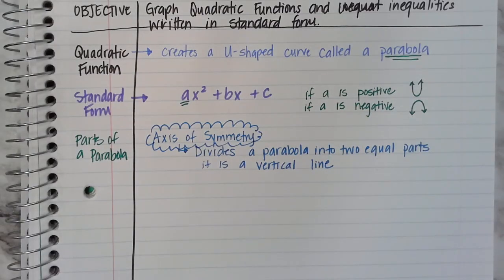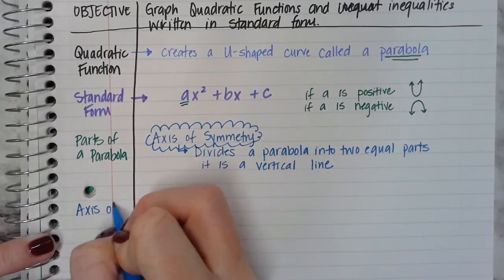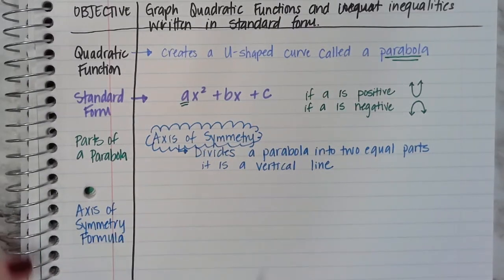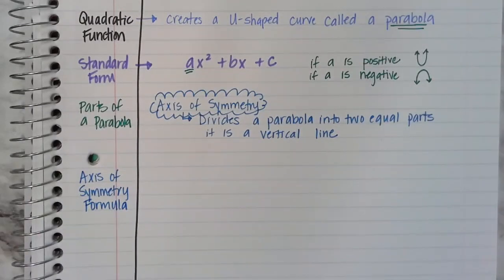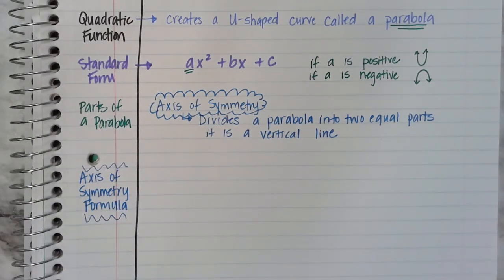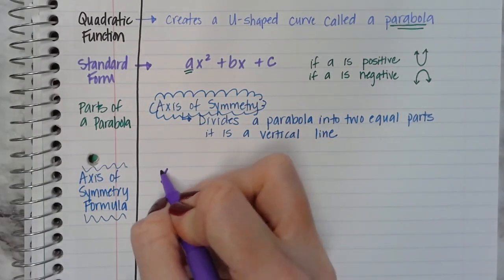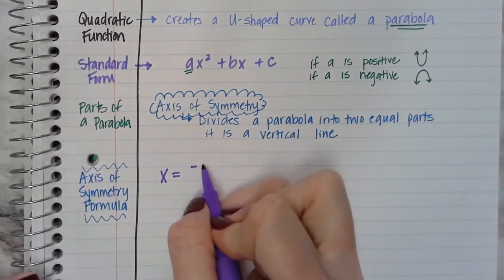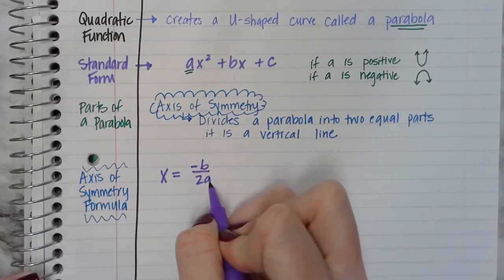So we're going to write this down. Axis of symmetry formula is going to be our next key over here. Again, this is super important. This is something we have to memorize. We're going to use this a ton. So axis of symmetry formula, super important. X equals, so we said it's a vertical line, so it's going to be x equals negative b over 2a.